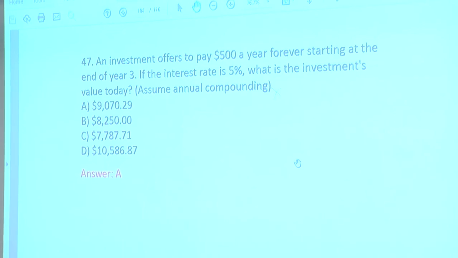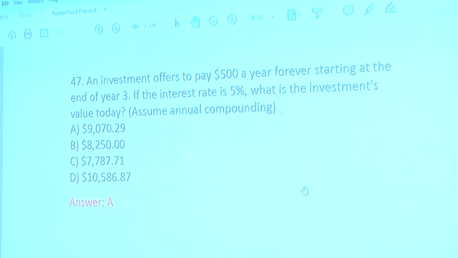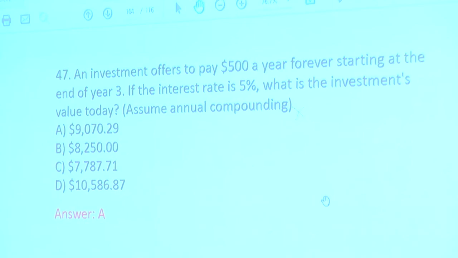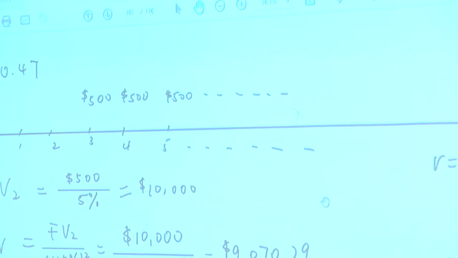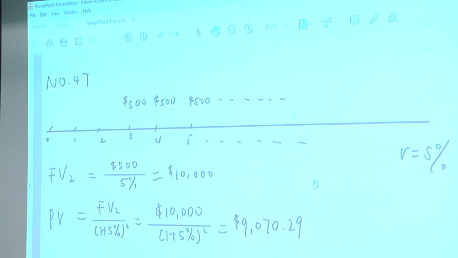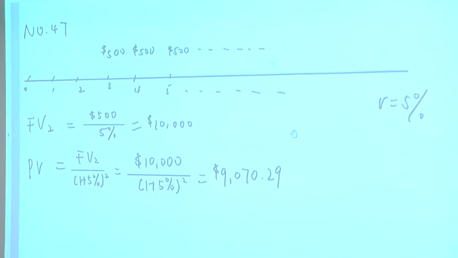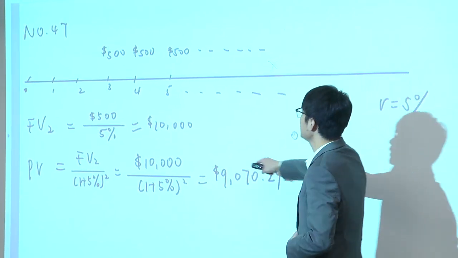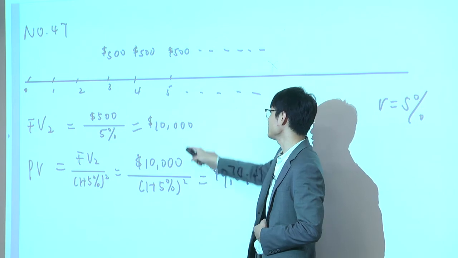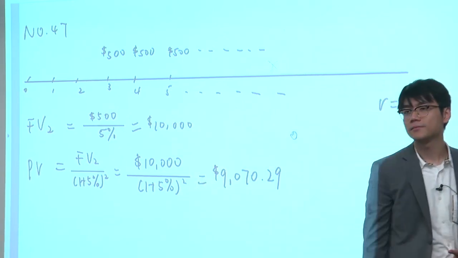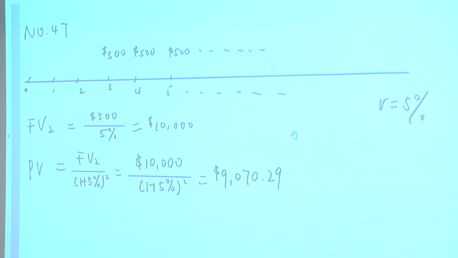Okay. This is another deferred perpetuity question, $500 every year, forever, starting from the 3rd year. Okay? So once you use the equation, you have a value at the 2nd year, and you discount. Same thing as before.